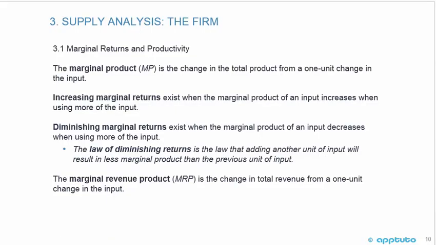Now we're moving on to marginal returns and productivity. The marginal product is the change in the total product from a 1 unit change in the input. We saw that on the previous slide. Increasing marginal returns exist when the marginal product of an input increases when using more of the input. Diminishing marginal returns exist when the marginal product of an input decreases when using more of the input. The law of diminishing returns is the law that adding another unit of input will result in less marginal product than the previous unit of input.